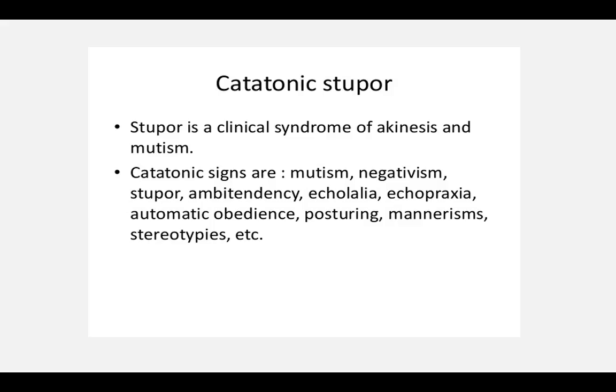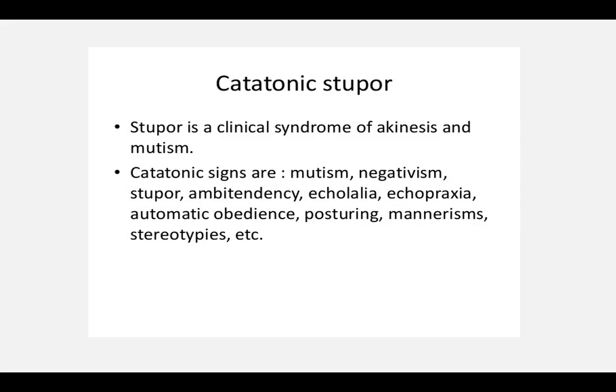So the symptoms in the catatonic stupor are usually a syndrome. Okay, you may see this in Parkinson's. You have learned about neuro, so you will be able to relate well. So it is a clinical syndrome of akinesia or mutism. Now the signs may be mutism, negativism, stupor, ambitendency, echolalia, echopraxia.